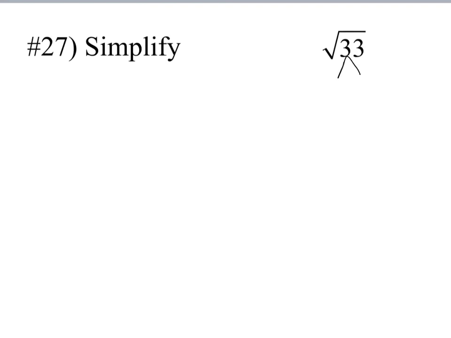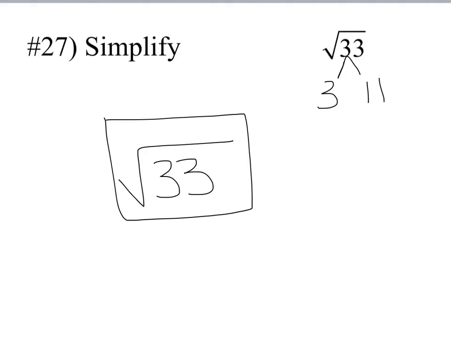Square root of 33. We can break that down to 3 and 11. Neither one of these can go any further, so you know the square root of 33 is as simple as it can get.